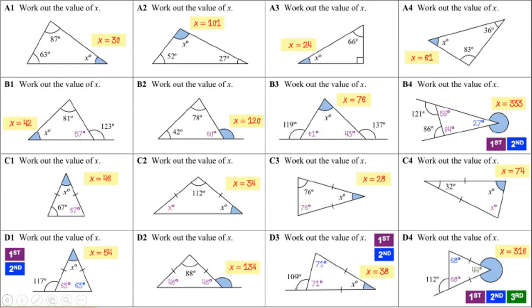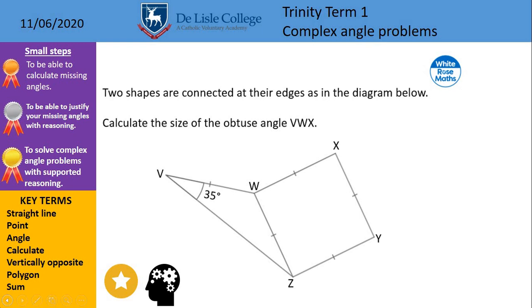Actually, going back, I think I made a mistake earlier when I said we were looking at an obtuse angle. That bottom right one obviously is a reflex angle, sorry, because we're looking at over 180 degrees. So that bottom right one, sorry, is a reflex angle. But back onto this one then.